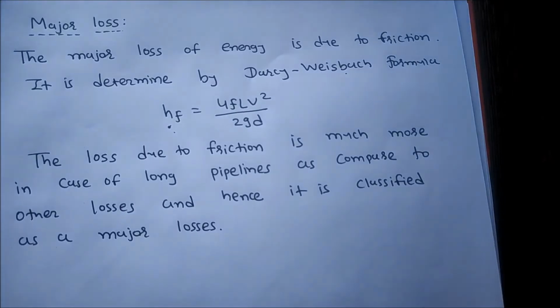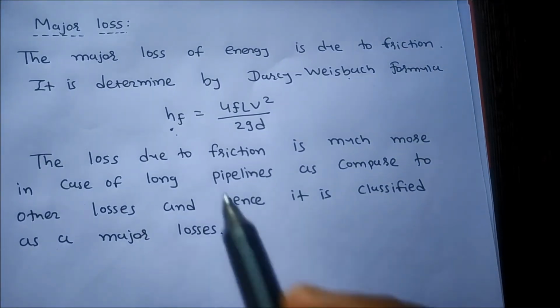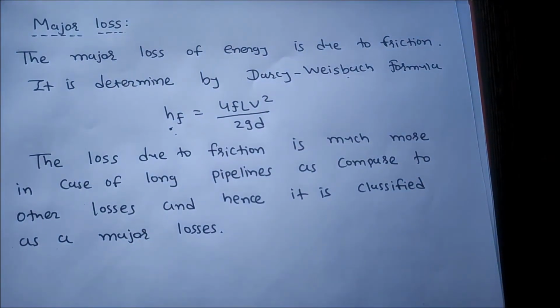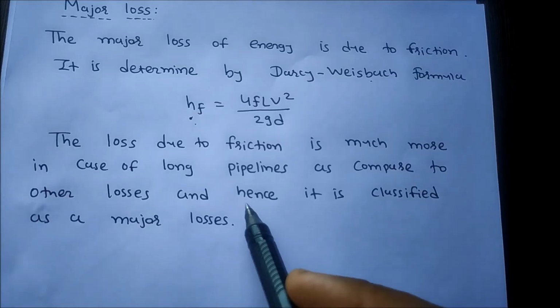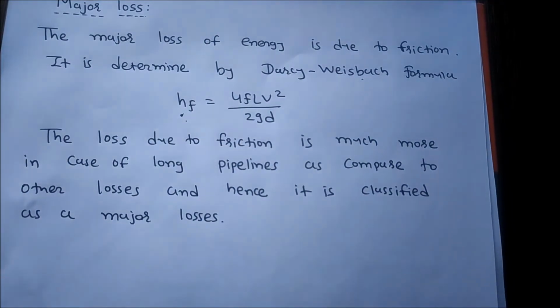So the loss due to friction is much more in case of long pipelines as compared to other losses, and hence it is classified as major losses. Now we calculate major losses. So head loss due to friction in pipe.